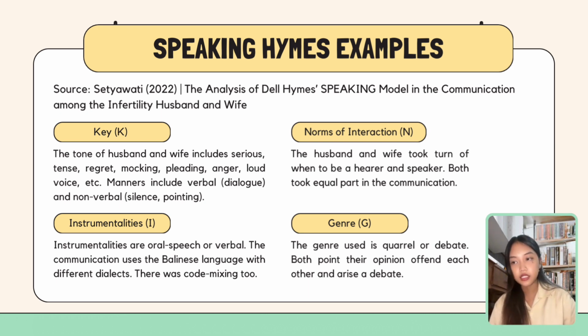And then for the instrumentalities, they use oral speech, so they speak directly, but they also have a little bit of Balinese accent. So there was a little bit of code mixing between the two. So this is what they used to communicate. And then for the norms of interaction, the husband and wife took turns being the hearer and speaker. They respect each other by listening to the other person until their turn. They don't interrupt each other, they wait for each other to stop talking first, because they want the communication to go equally. And then the genre used is quarrel or debate. It was a debate, so that's the genre of the conversation.